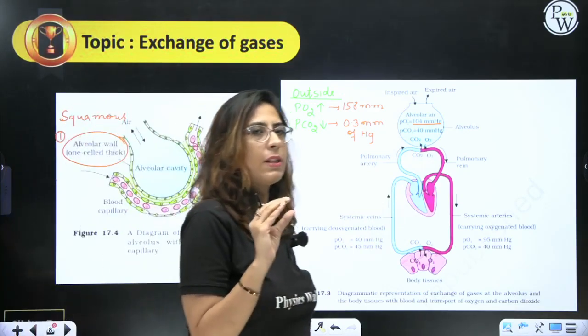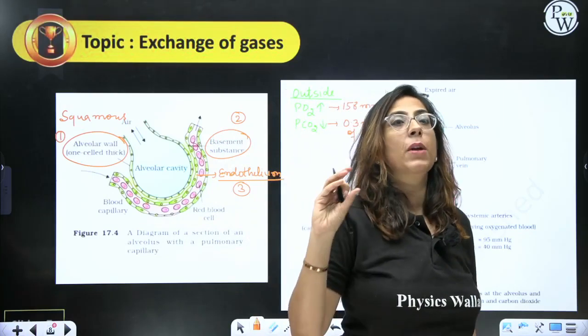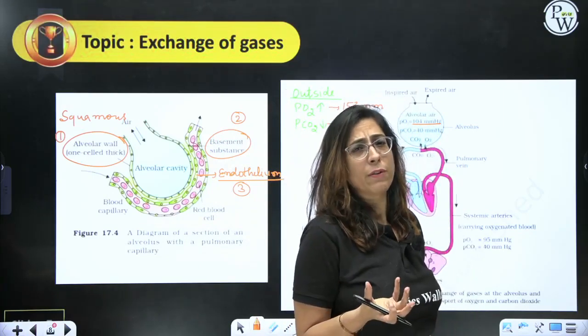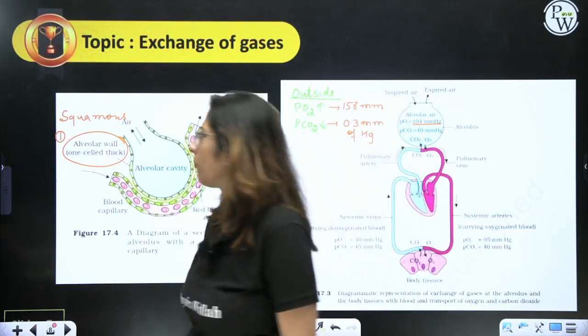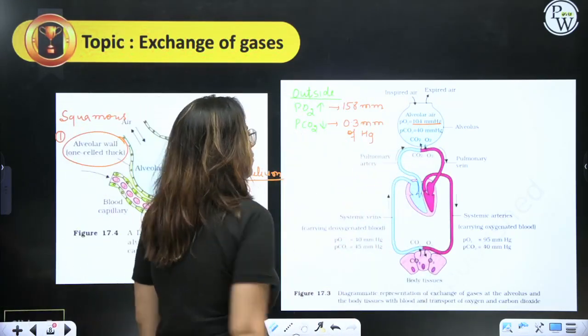If the thickness of the diffusion membrane is more, then there will be a problem in the diffusion, which we do not want. That is the reason they are quite thin. Now there will be exchange of gases.